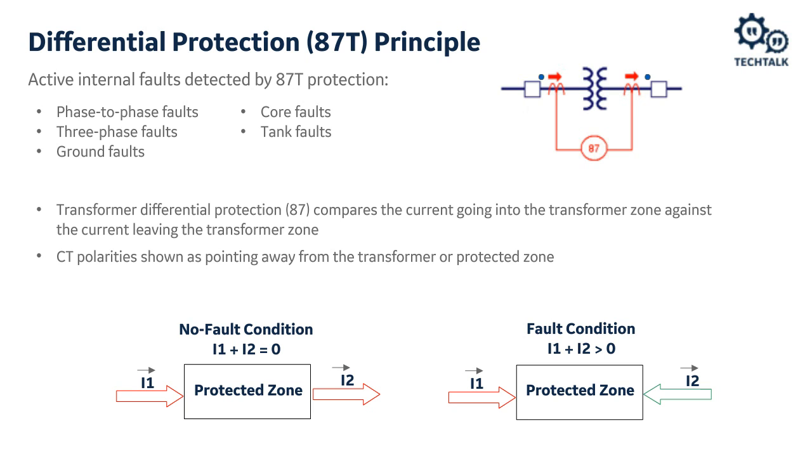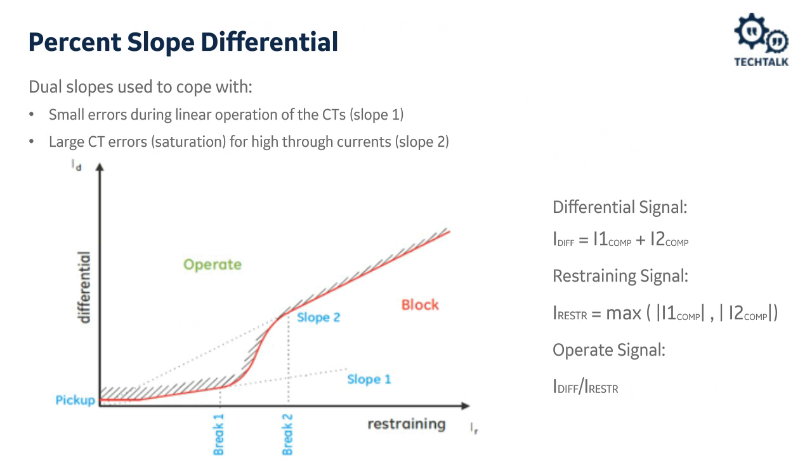What we typically use is the percent slope differential, which is what we refer to when we say 87T. What we do here is, instead of just looking at the differential current, ID, we also look at the magnitude of the current so that we can adjust our operating signal accordingly. This is the idea of using a restraint current.